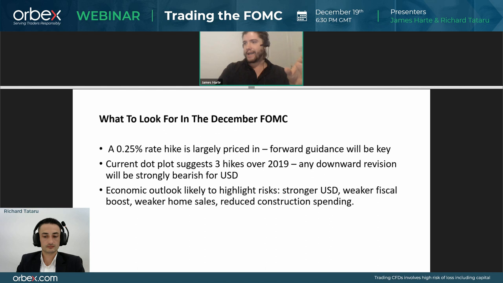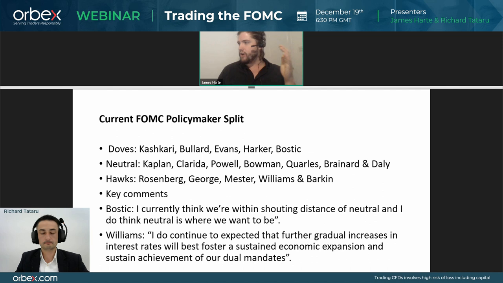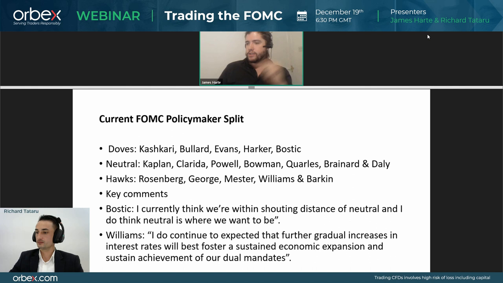Now, if we look at the current split of policymakers, on the dovish side we've got Kashgari, Bullard, Evans, Harker, Bostic. The more neutral players are Kaplan, Clarida, Powell, Bowman, Carls, Brainard, Daly, and then the hawks are Rosenberg, George, Mester, Williams, and Barkin. So a couple of key comments from what we've heard from some of these FOMC policymakers recently.